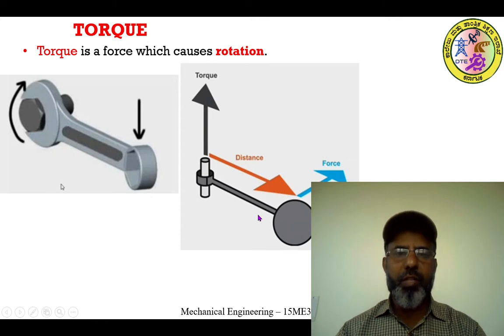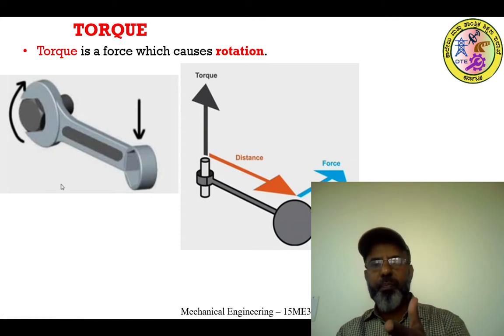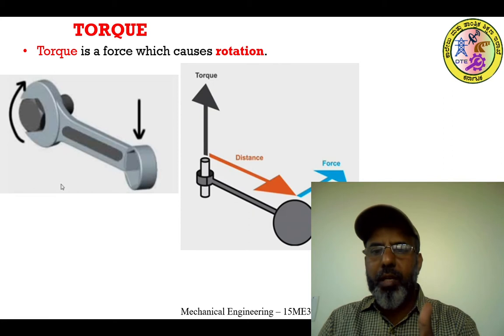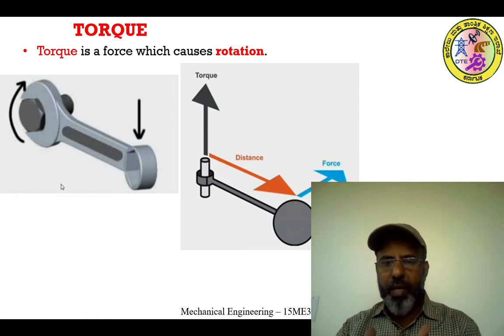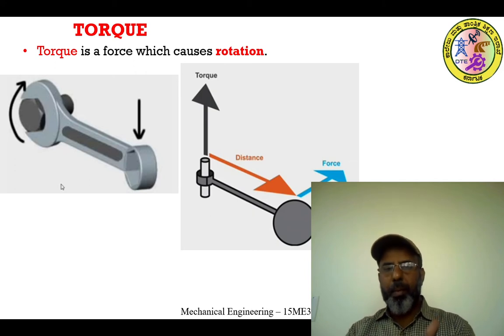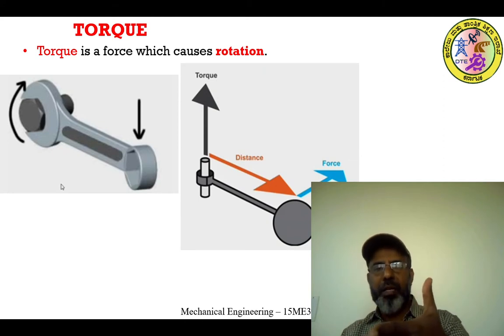As we have already discussed, if you consider the thumb rule, electrical thumb rule, if the index finger indicates the force, the middle finger indicates the distance, then the torque will be perpendicular to both force and the distance.